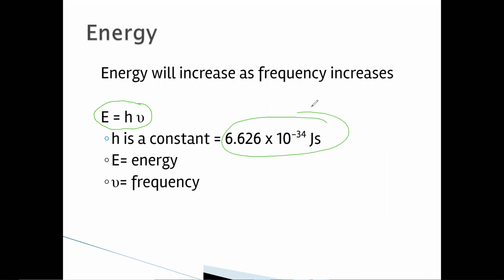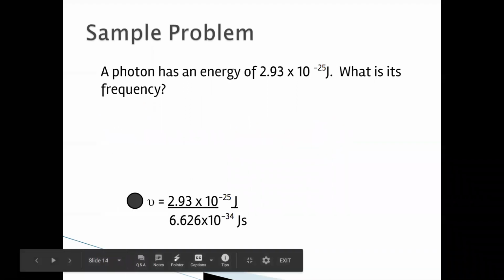So a lot of times when I see students doing these problems, they always forget that H is a given number. It is a constant that does not change. It is 6.626 times 10 to the negative 34th joules seconds. That does not change. So don't ever worry about that being a different number because it will not be. So we have another sample problem here, okay?